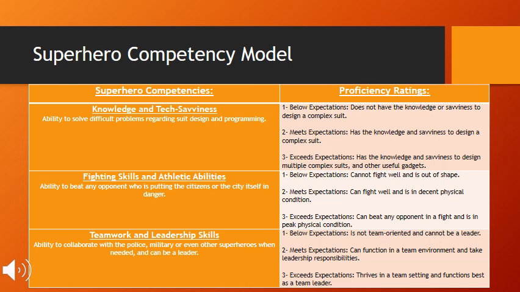And I decided to rate what each of those numbers would equate to in a sense of the competencies. So for example, for the knowledge and tech savviness, a rate of 1 would be that the applicant has no knowledge or savviness. And 3 would be that they have knowledge and savviness to design multiple complex suits and other useful gadgets. So basically I designed this so that we could have Iron Man being at the top proficiency rating for each of the categories.